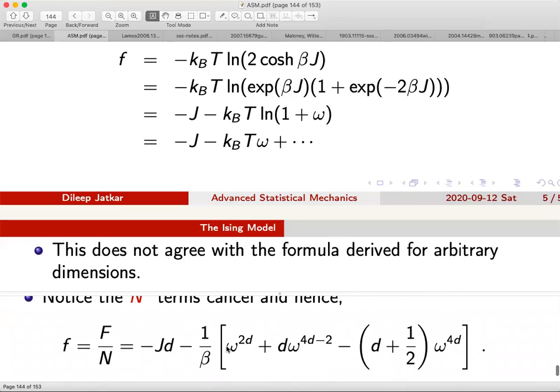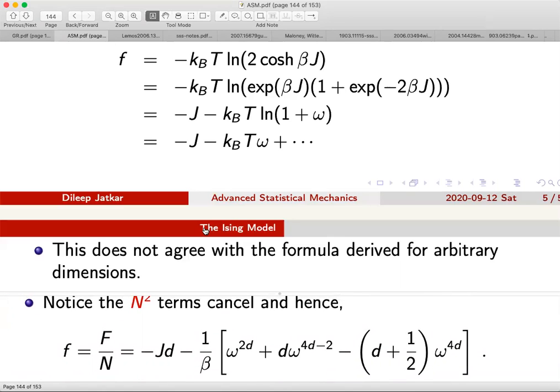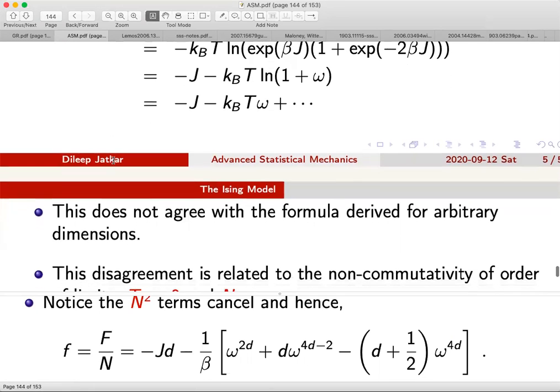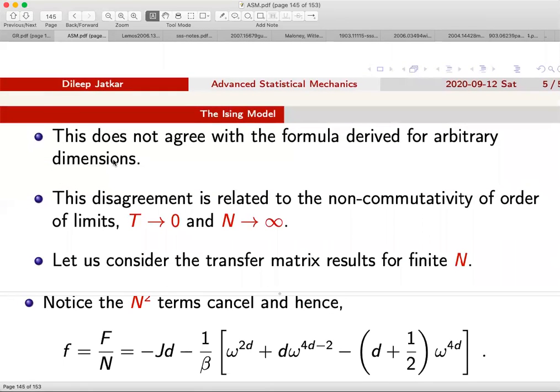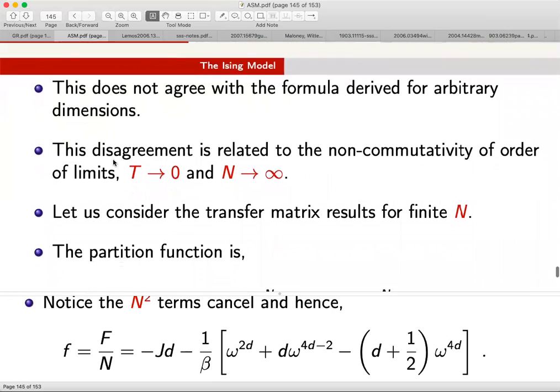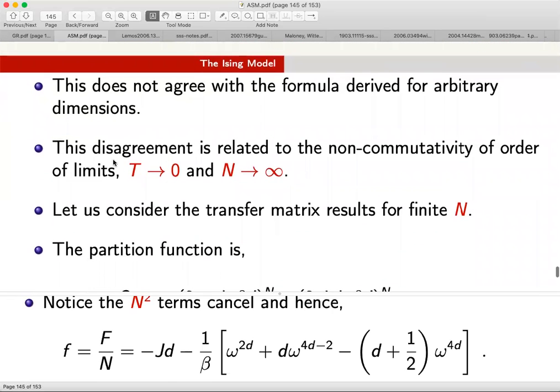Yeah. So this is a formula. You would have expected the answer to be omega squared minus kbt times omega squared. That's what you would have expected. But what we get is omega in one dimension. And this disagreement is actually related to non-commutativity of the orders of limits. Okay. So let's look at it from the transfer matrix point of view.